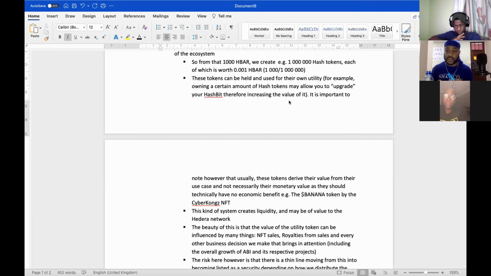Does that make sense? There are different ways you can go about incentivizing them. It's very important to note that these things don't necessarily have their own economic value.